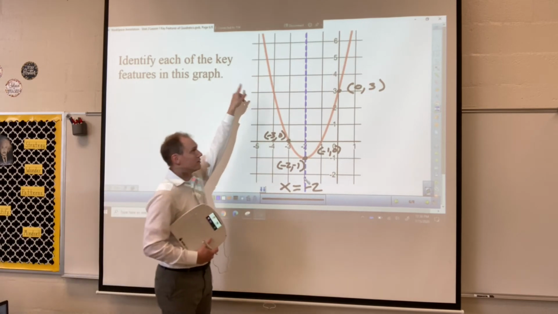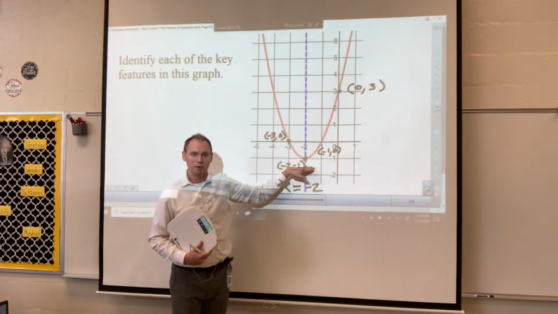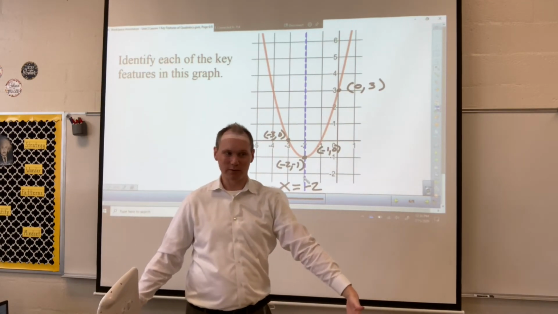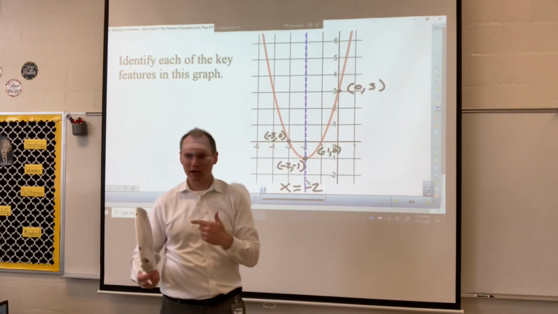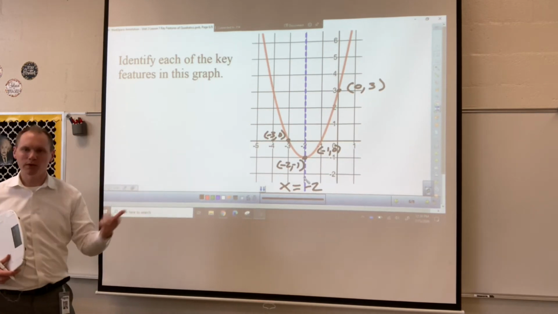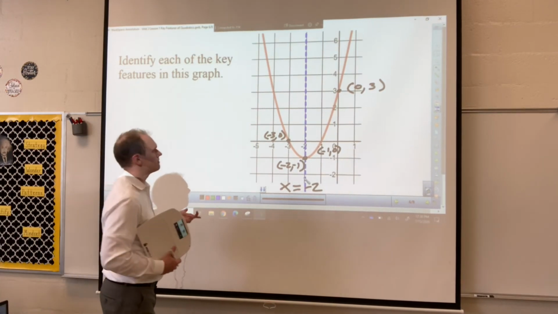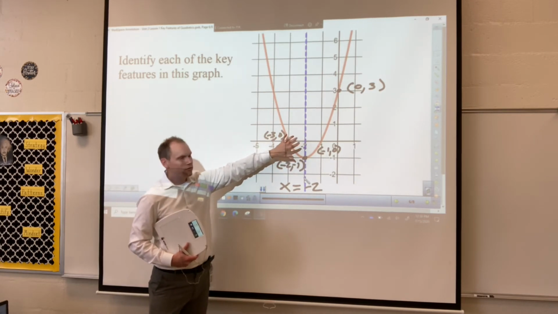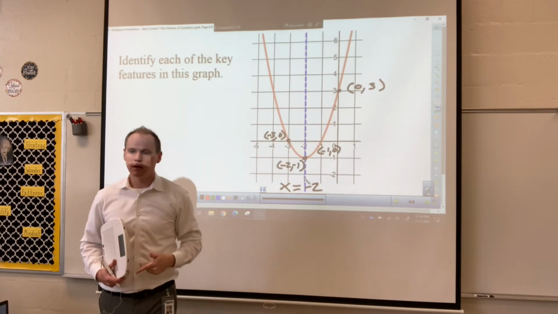Now this is concave up, so as a result we have a minimum, right? But what if it was concave down? Would we have a minimum or maximum? Yes, maximum. So that's what changes when we change concavity. We go from having a minimum to having a maximum. So those are the key features of this quadratic.